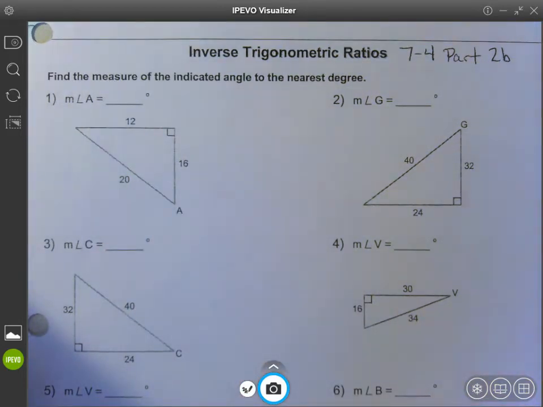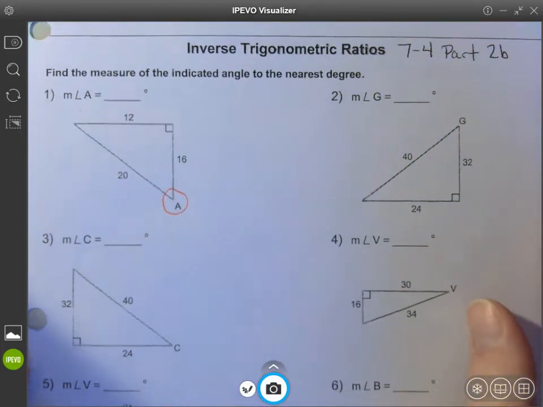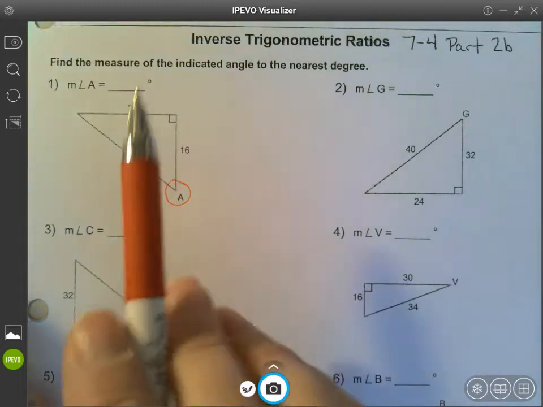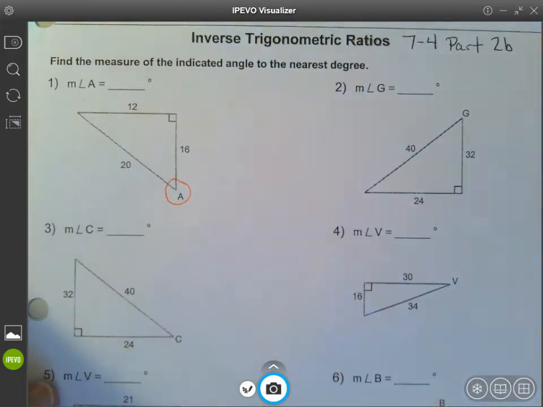So if I'm looking for angle A, go ahead and circle that. That's what we want to see on your paper. Now, on the worksheet we did yesterday and other days, you had to use specifically sine, cosine, or tangent depending on the information you're given. But if you're given all three sides, you can use any trig function you want.